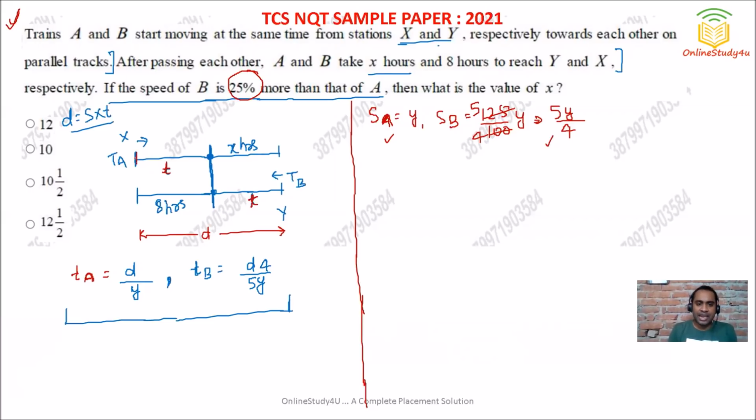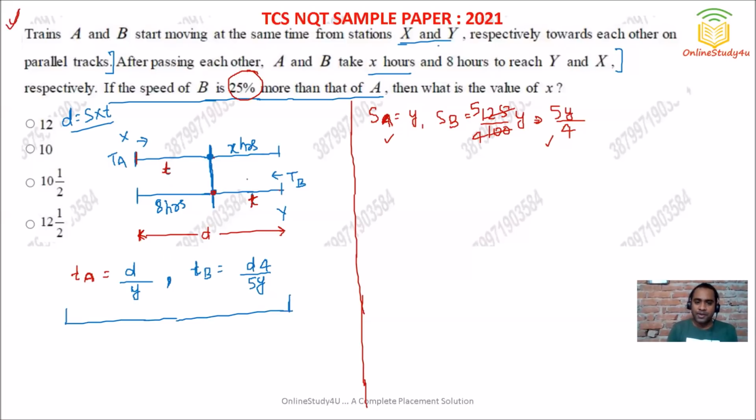Okay. See, A goes from here to here and B from here to here. So their meeting time is the same. When we meet, that time our time will be the same. Now friends, let us say they are meeting after t hours, which we have already mentioned here.